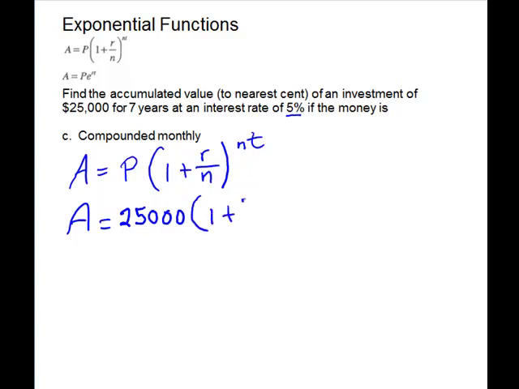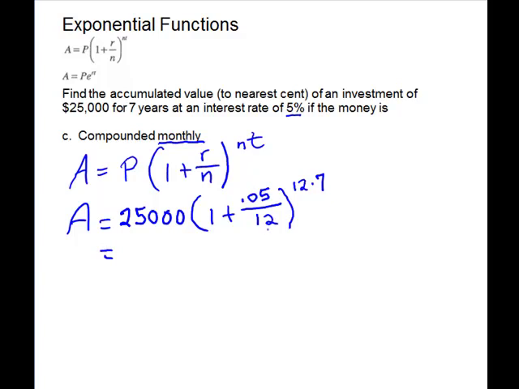Our rate is 0.05. Our compounding intervals, if it's going to do monthly, will be 12. Our exponent will be 12 times 7. And we can go ahead and figure that out. 12 times 7 is 84. So we're ready to go into our calculator.